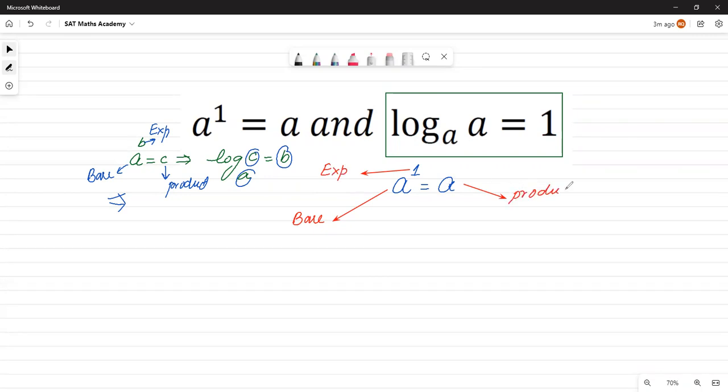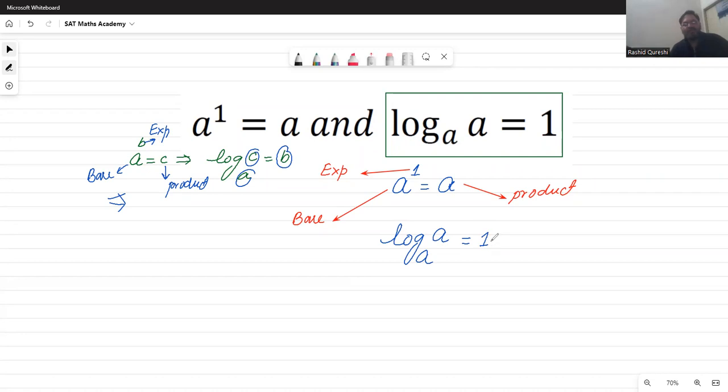Now we have to change this one to logarithmic form. Just like this one. Log, log is the abbreviation of the word logarithms. So you have to write the base over here. You have to write the product over here. That will be equal to 1. So whenever a given logarithmic term has the power and the base the same, then what will happen? Then the answer will be 1.